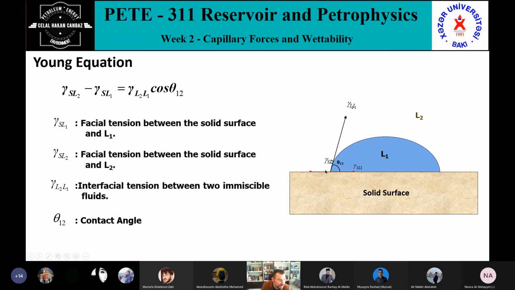Okay. So on the reverse, what if? Let's think that SL2 is higher compared with this one. So it will have a tendency to spread on the surface directly. So the formula is the interfacial tension SL2 minus SL1 is equal to the interfacial tension times my contact angle. Okay? Interfacial tension of these two liquids times my contact angle. So this is the basic equation.